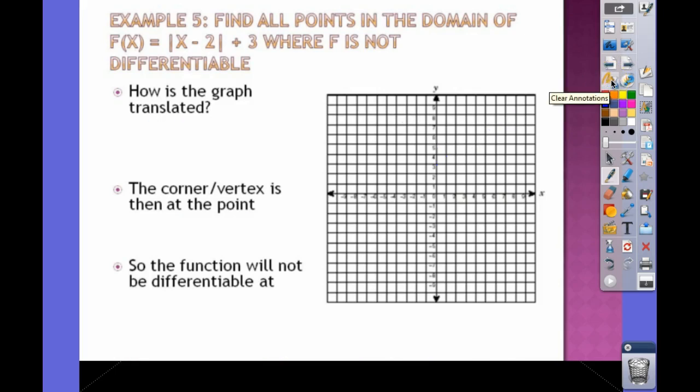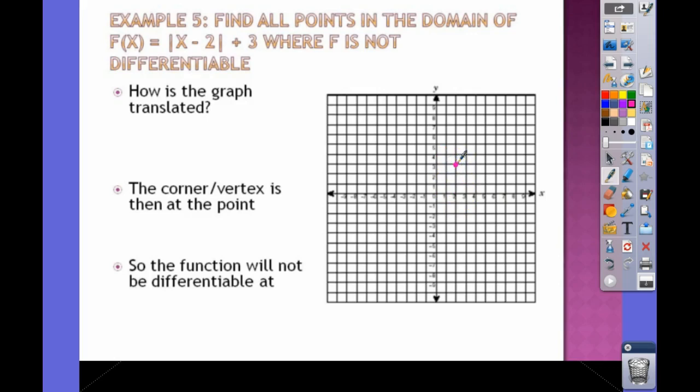Alright, so let's look at an example. It says find all the points in the domain of this function where f is not differentiable. So this is again just going back and knowing how to graph. What does the positive 3 tell us here? Good. What does the negative 2 inside tell you? Right. So this graph is shifted right 2 and up 3.